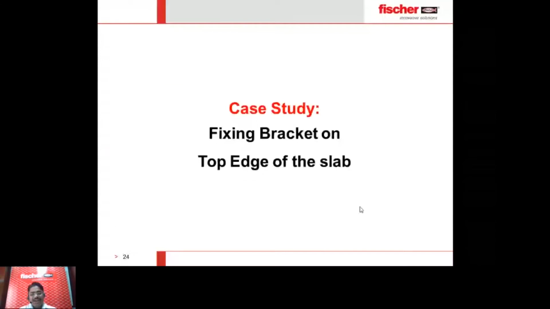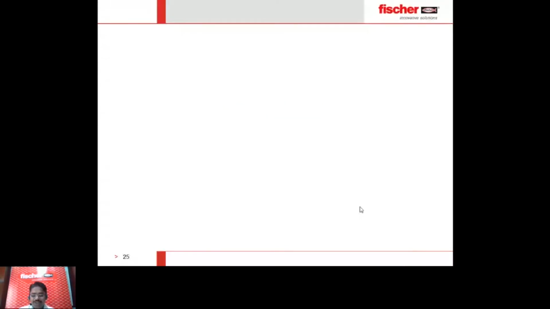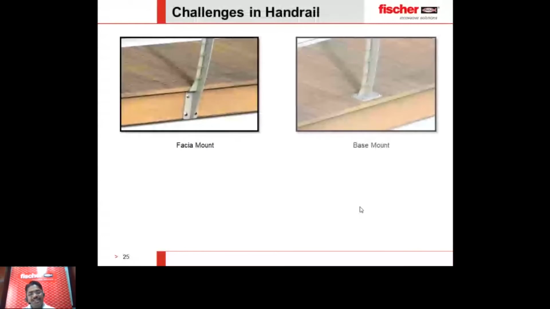Now, our second case study is the top edge of the slab fixing bracket. Why are you fixing a bracket on the top edge of the slab? For fixing handrails or guardrails, something like that. So basically, there are two types of fixing for handrails naturally happening: either fascia mount, which is fixing on the face of the slab, and base mount, which is fixing on the top of the slab.